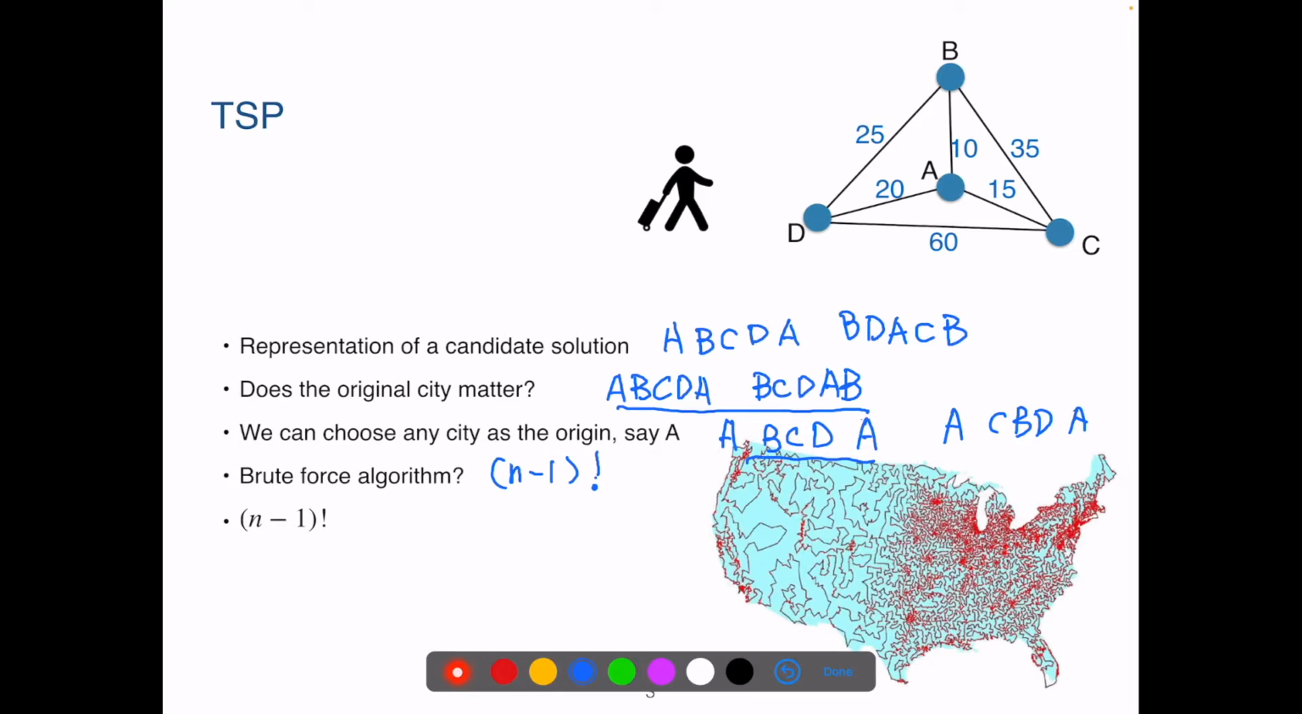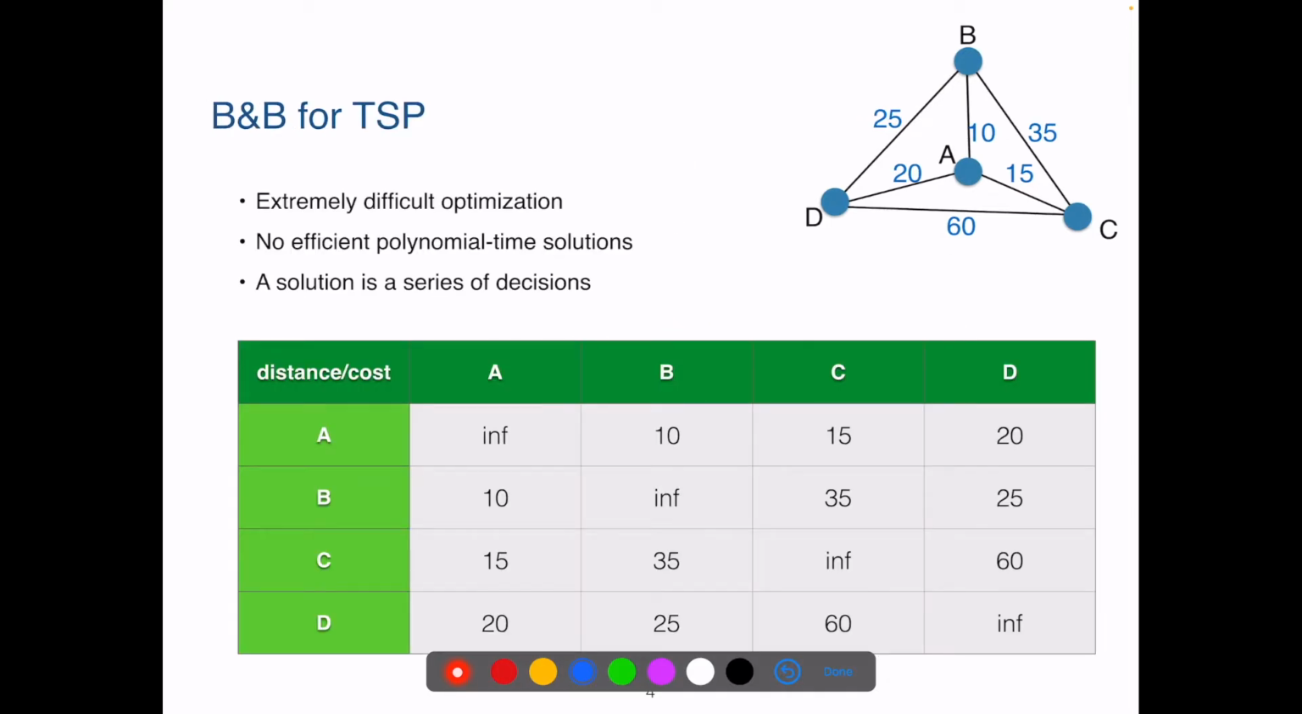Now let's see if we can provide a branch and bound algorithm for this problem. Here, as you can see, we represent the pairwise distances or costs as a matrix or a 2D list. TSP does fit the profile for branch and bound pretty well. It is an extremely difficult optimization problem, and there are no efficient polynomial time algorithms to solve it.